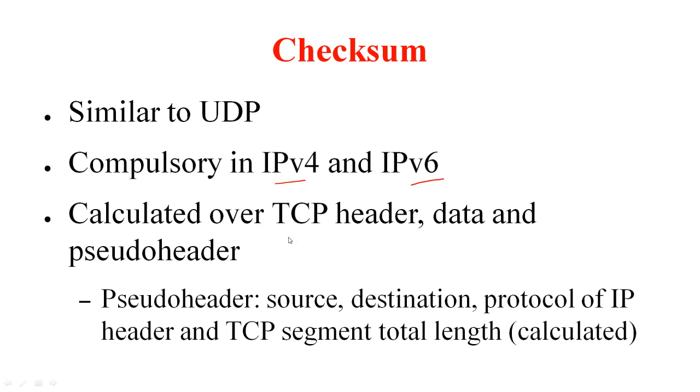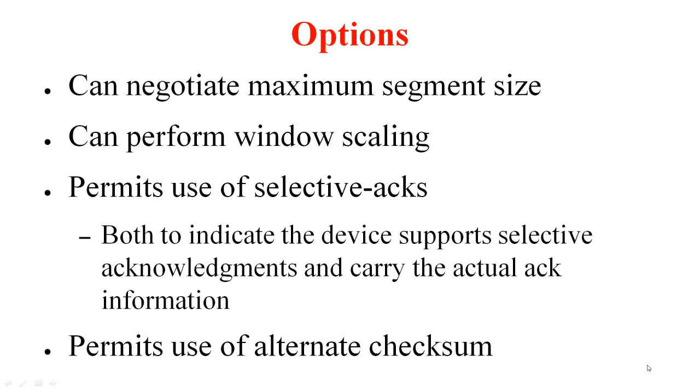And again, much like in UDP, this checksum is calculated over the TCP header, data, as well as a pseudo header. For the pseudo header, you take the source, destination and protocol fields of the IP header, and not only that, you include the TCP segment total length. Notice that there is no such field as part of the TCP header. This total length actually has to be calculated.